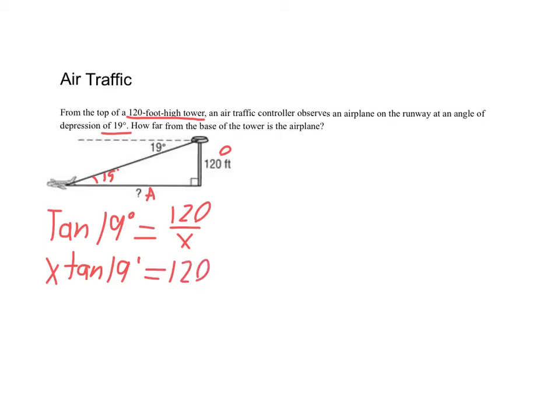Now I'm going to divide both sides by the tangent of 19 to isolate my x. So x is equal to 120 divided by the tangent of 19, which will give me approximately 348.5.